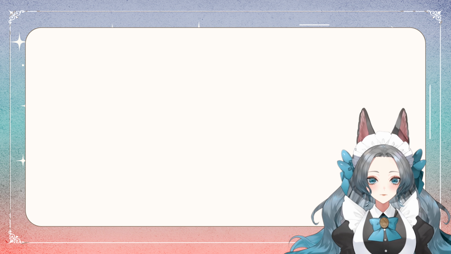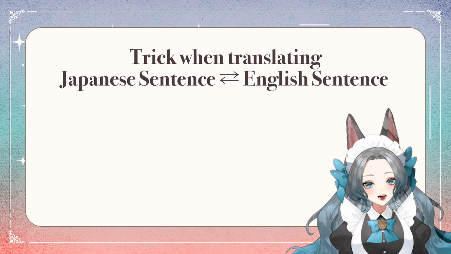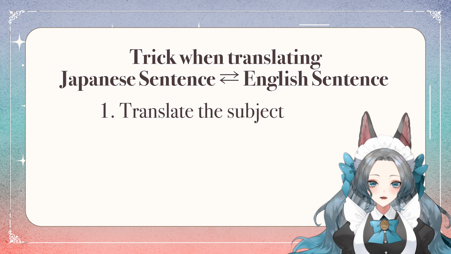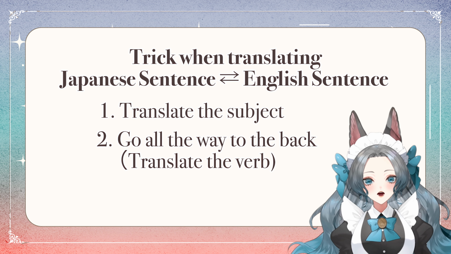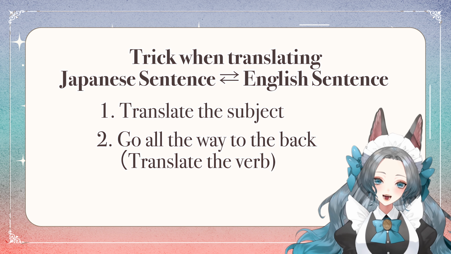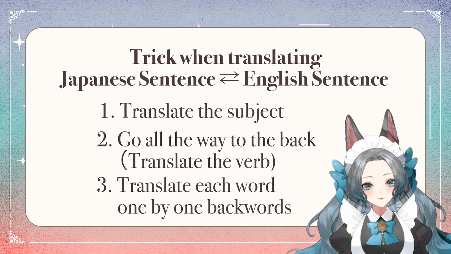One little trick here though, when you translate a Japanese sentence into English or vice versa, the easiest way is to translate the subject first and then go all the way to the back of the sentence and translate each word one by one backwards.